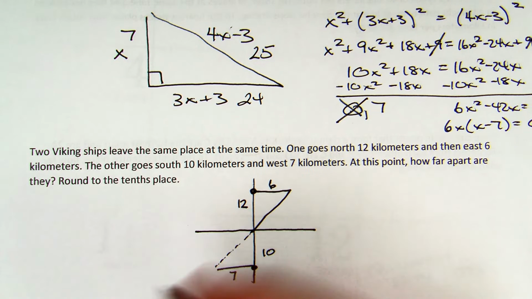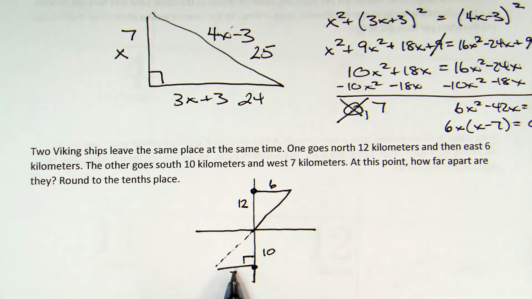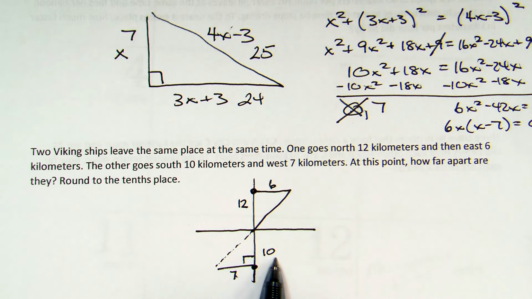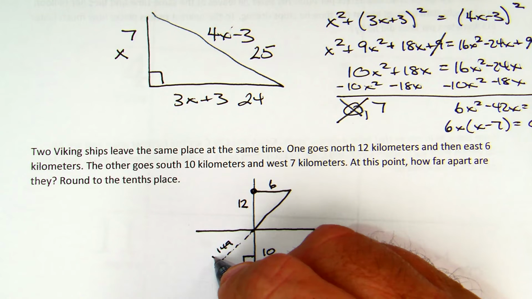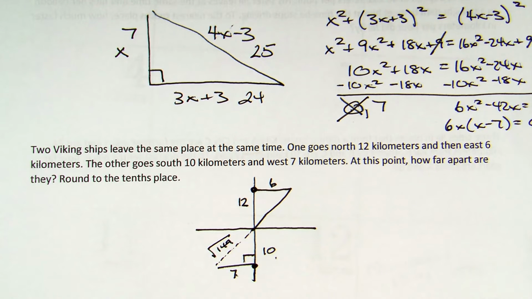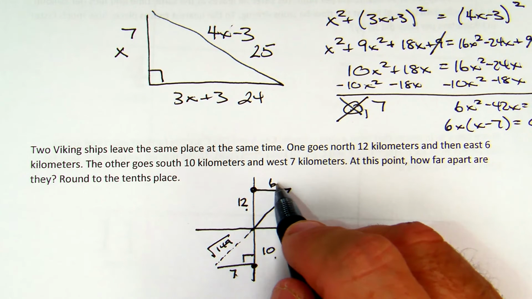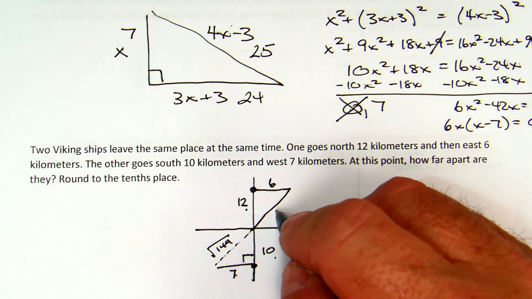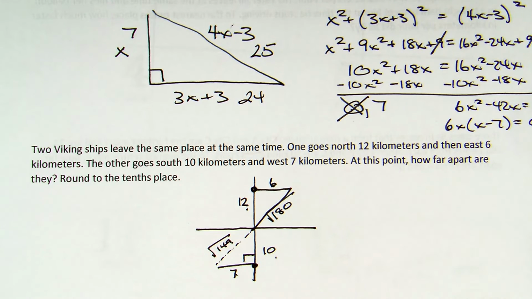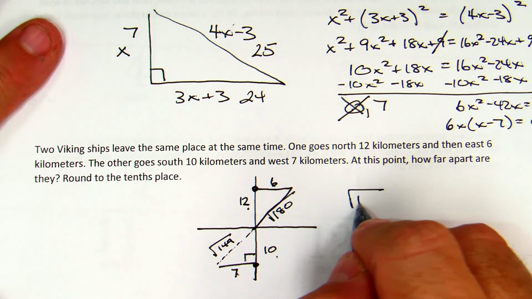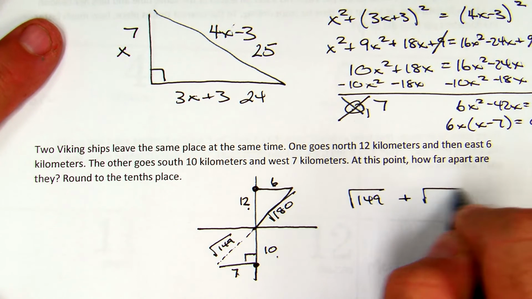If we do that, we're going to do 7 squared, which is 49, 10 squared, which is 100, and add them. So that becomes 149. Of course, we do the square root. 12 squared is 144, 6 squared is 36, 144 plus 36 is 180, so that's the square root of 180. So now I'm going to do the square root of 149 plus the square root of 180.